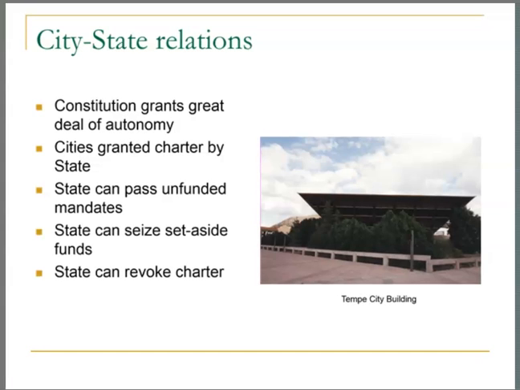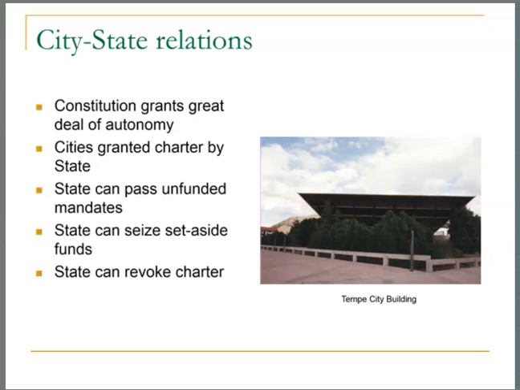The Arizona Constitution grants cities a great degree of autonomy from the state legislature. However, the legislature does pass laws that affect the cities. If you remember, the hierarchy of laws set forth in the Arizona Constitution says that state statutes do indeed trump municipal ordinances and agency regulations. So when there's a conflict, it is the state legislature's will that wins.